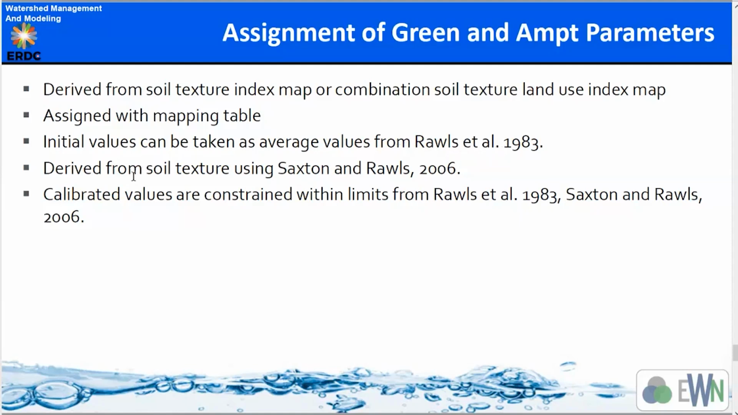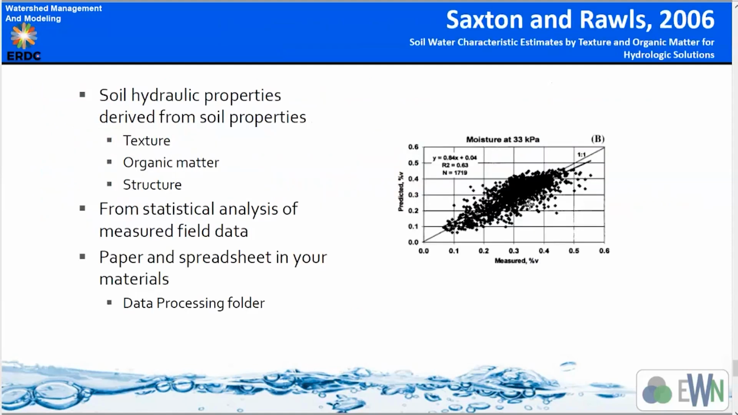So it's really nice. They also get the soil texture from Saxton and Rawls. This is just a building on their previous work. And then your calibrated values are constrained within the limits of these publications. And so this is just what you can get from Saxton and Rawls. The soil hydraulic properties are derived from the texture, the organic matter, and the structure. The organic matter can affect your different soil parameters, because your standard computation of hydraulic conductivity and stuff is based on sand, silt, and clay, not organic matter.